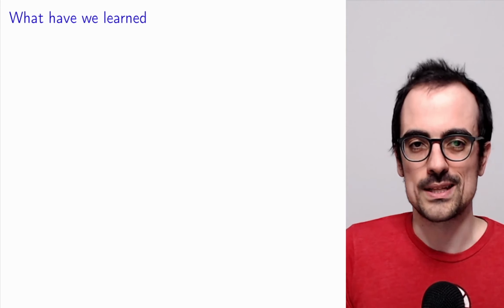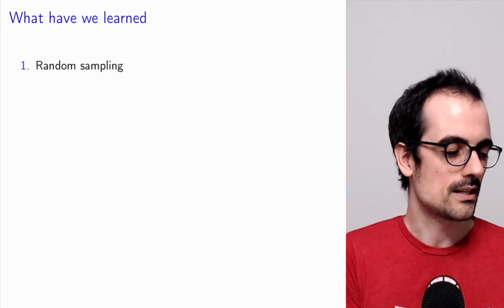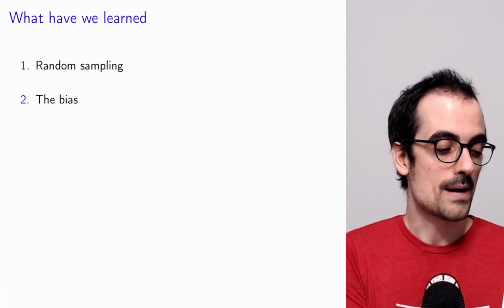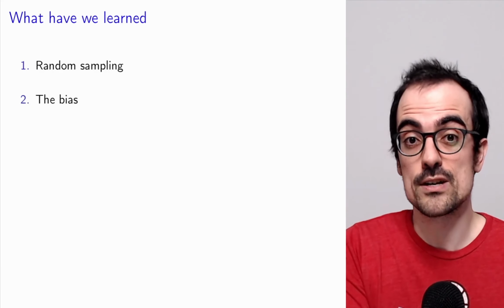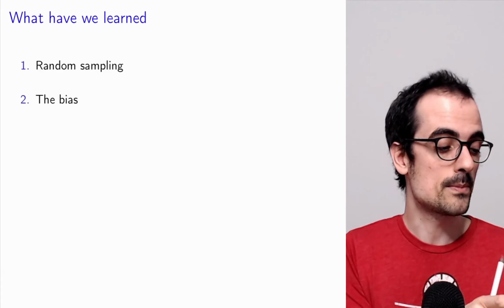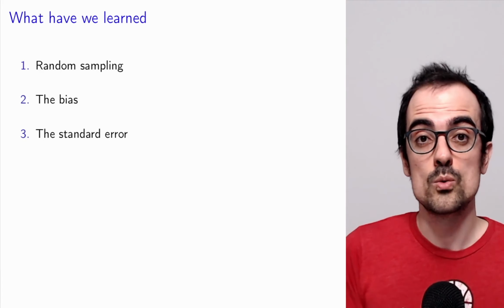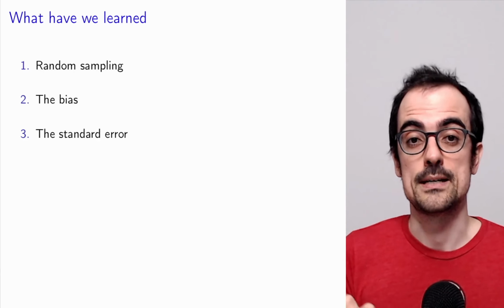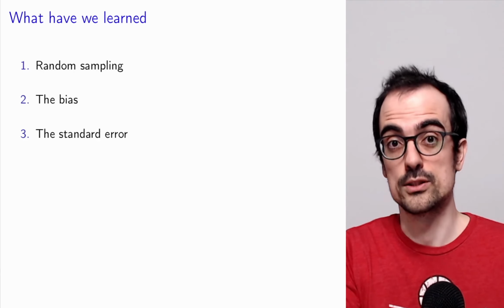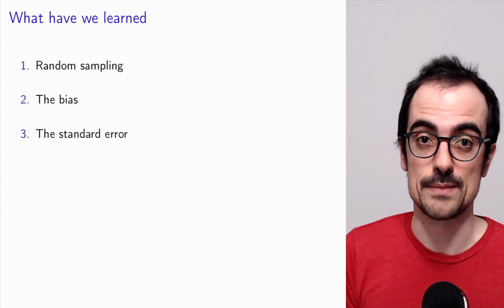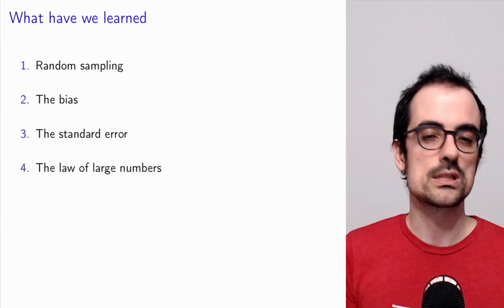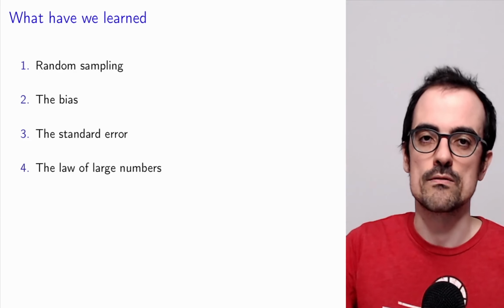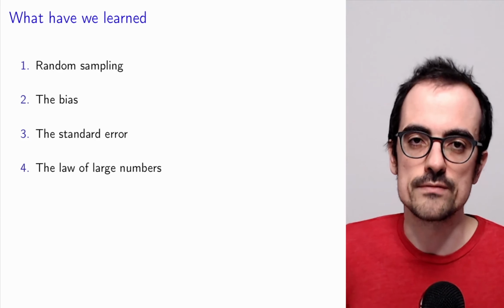All right, so what have we learned? We have learned about random sampling. We have discussed the bias, which is the error on average of an estimate obtained from random samples. The standard error, which is the spread of the distribution of an estimator around the true parameter when the estimator is unbiased. We have talked about the law of large numbers and how it tells us that as we gather more data, eventually we converge to our population parameter of interest.